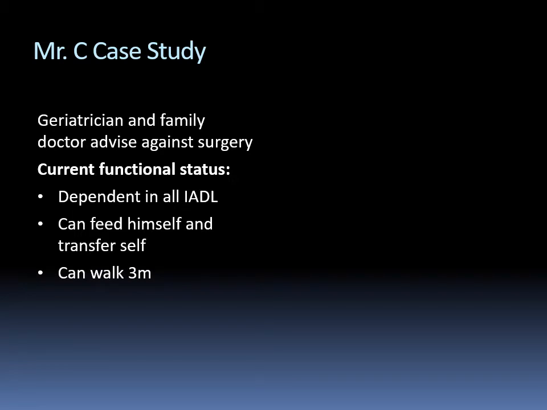He's dependent on all of his IADLs. He can only feed himself and transfer himself. That's all he can do. And he can only walk with a walker for 3 meters on a good day before he gets short of breath. So I wrote a letter, and his family doctor wrote a letter saying that's nuts, and we went up and wrote in the chart saying this is totally insane, and they basically said get lost, went ahead and did the CABG.